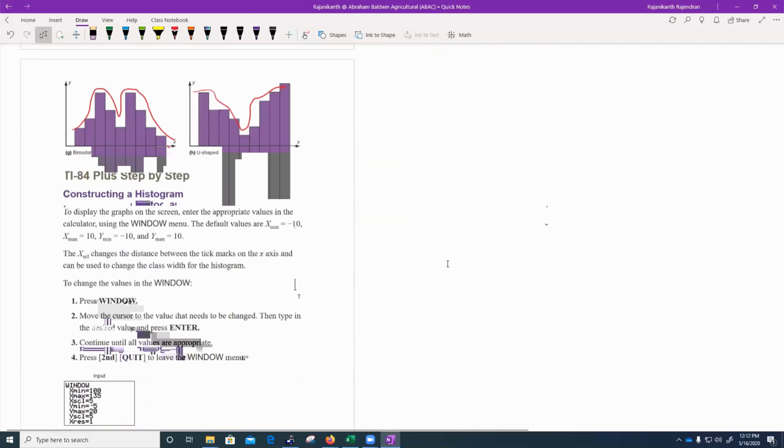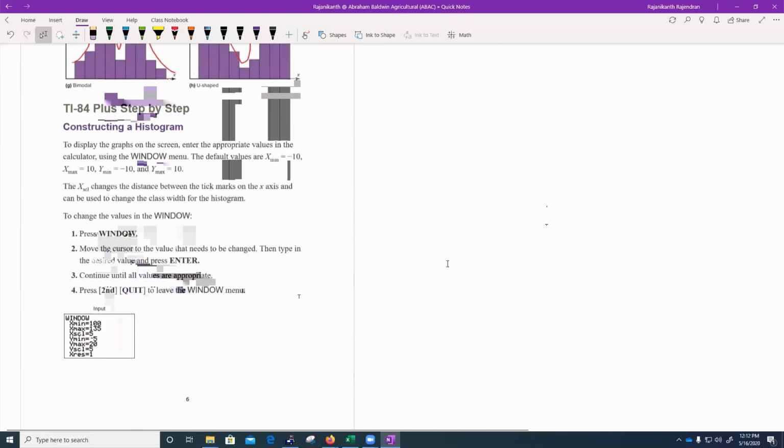Okay. Now I will show you how to use the calculator to draw histograms or frequency polygons. I'm using the TI-83 Plus throughout this course.